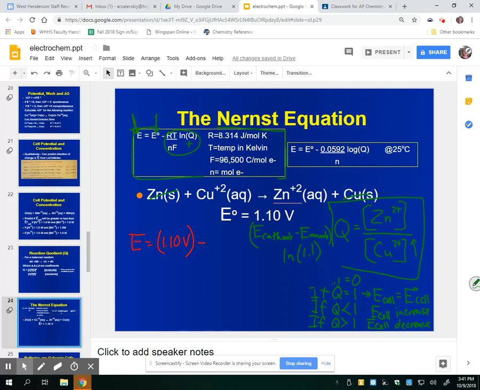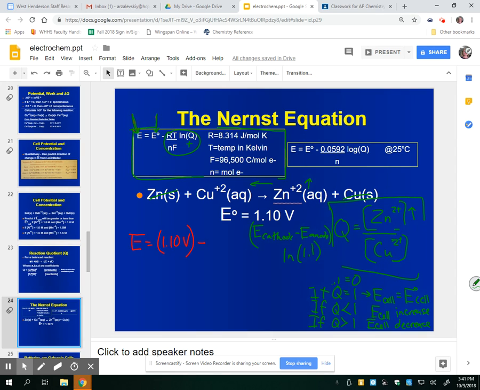Again, let's make sure that jives with what we were talking about with Le Chatelier's principle. In order to get Q to be a number greater than 1, I could increase the amount of zinc ions. If I increase the amount of zinc ions, add shifts away, so the reverse reaction would be favored, and we know that our cell potential will decrease from that standard.